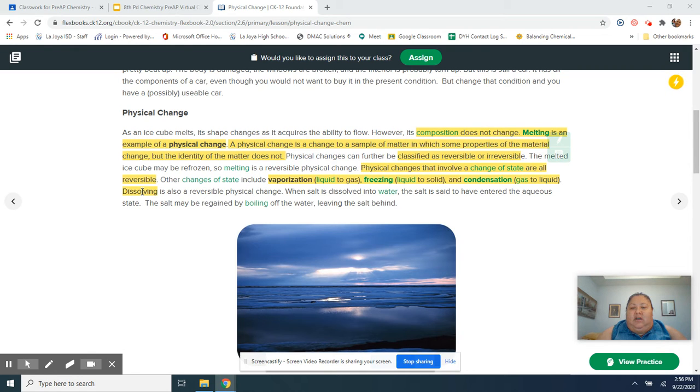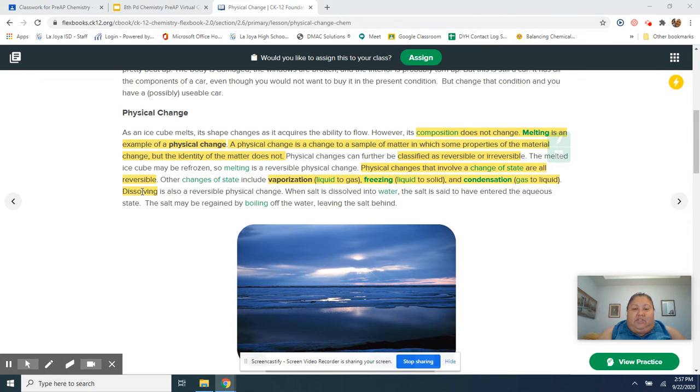Other examples of changes of state that are reversible are vaporization, liquid to gas; freezing, liquid to solid; and condensation, gas to a liquid. All of those are reversible, right? We can always reverse any of those changes of state. Okay, and I'm pretty sure you guys know what condensation and vaporization are. If you don't, let me know.